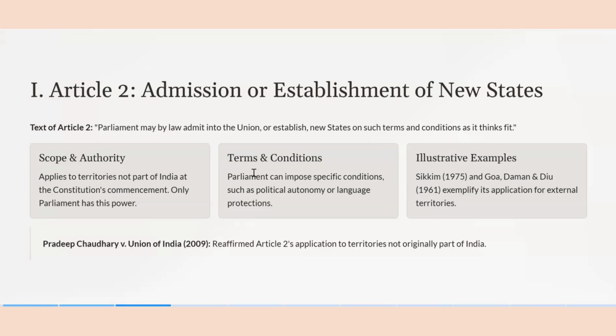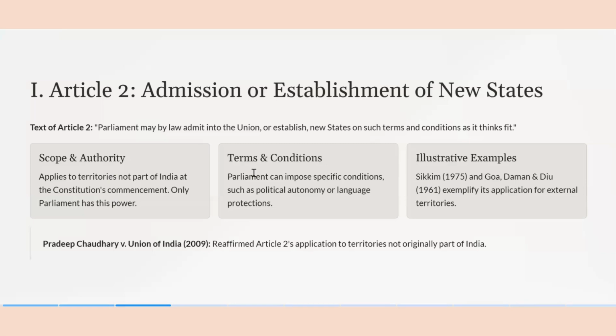Now, coming to the scope and authority, Article 2 applies to territories not part of India at the Constitution's commencement. Only Parliament has this power. Now, coming to the terms and conditions, Parliament can impose specific conditions such as political autonomy, language protections, etc.